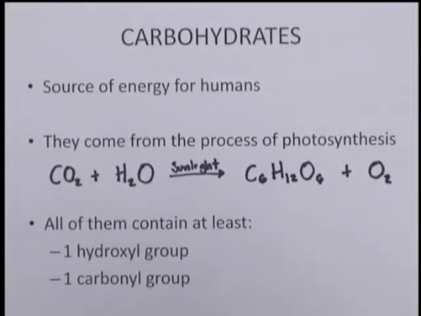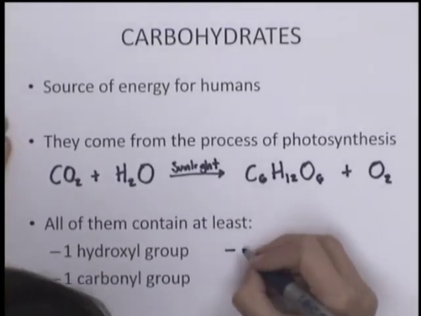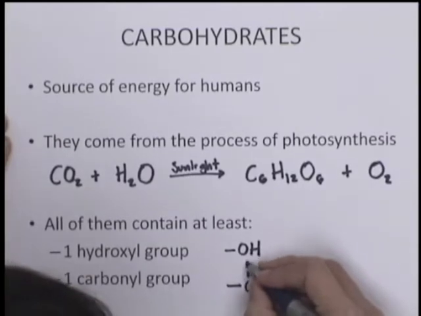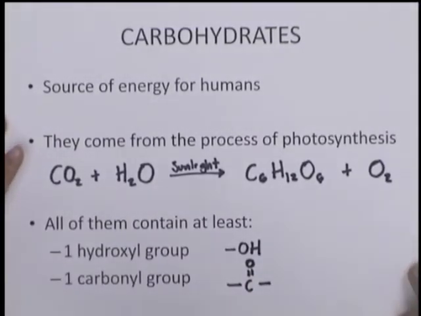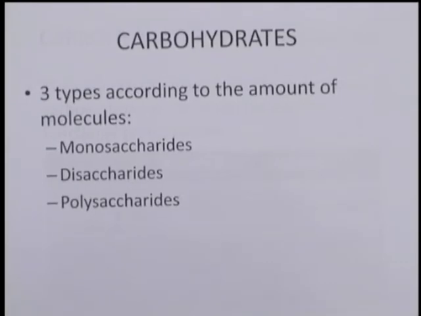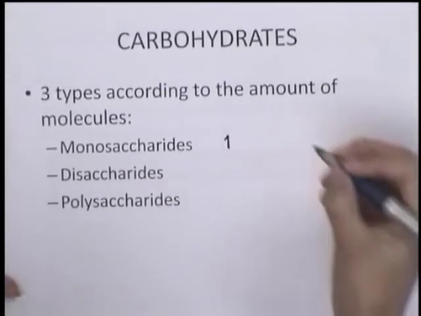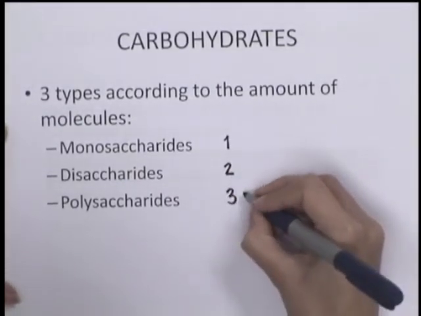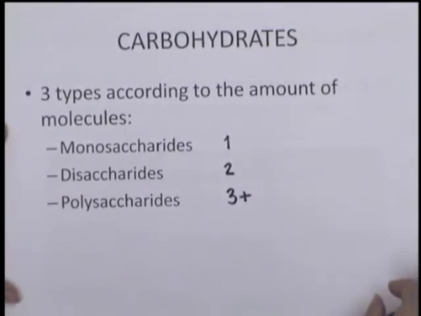And all of the carbohydrates contain at least one hydroxyl group and one carbonyl group. Okay, remember that the carbonyl group can form an aldehyde or a ketone. Okay, we have three types of carbohydrates according to the amount of molecules or monomers that we can have. We have monosaccharides with only one monomer, disaccharides with two monomers, and polysaccharides with three or more monomers or monosaccharides.